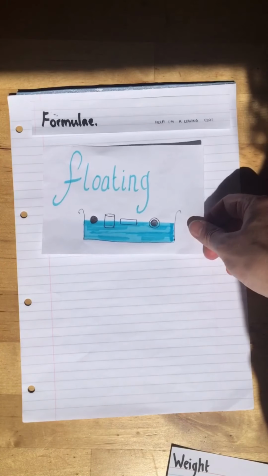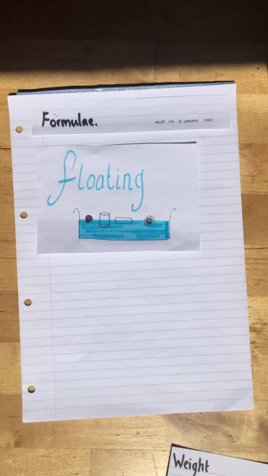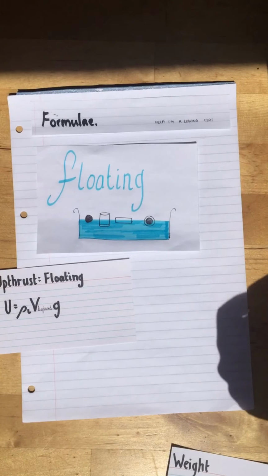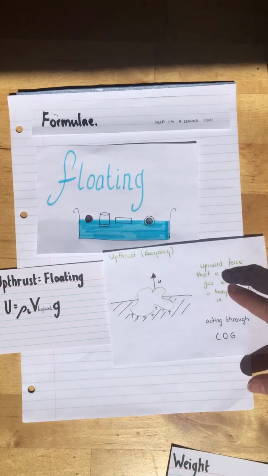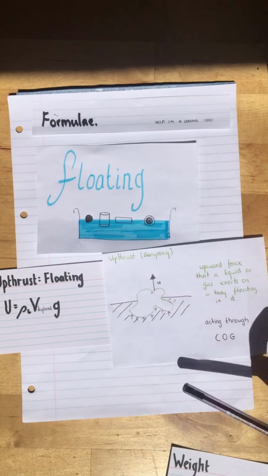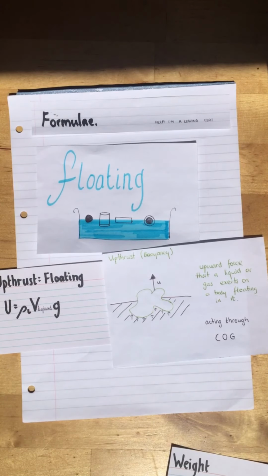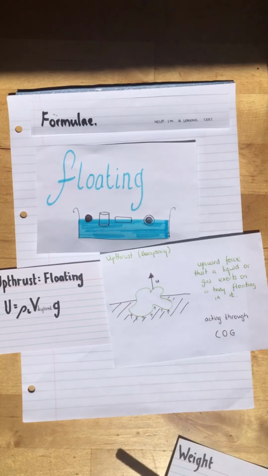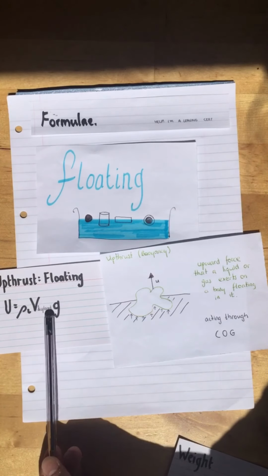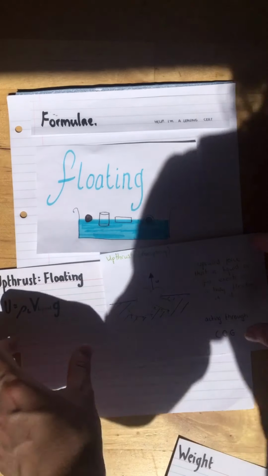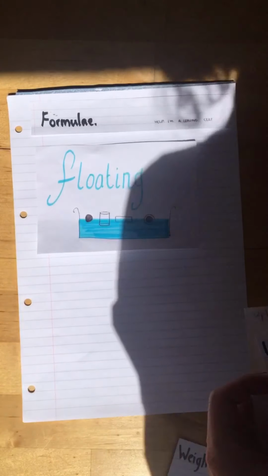So let's go with the floating formulae. The very first thing when we're doing a floating question is to make sure that you have the correct formula for upthrust. For anyone who doesn't know, upthrust is basically the upward force that a liquid or gas exerts on a body floating on it. What I failed to mention in my other video was that it acts through the centre of gravity. So make sure you've got the density of the liquid multiplied by the volume displaced multiplied by gravity as the formula we're going to be using for upthrust.